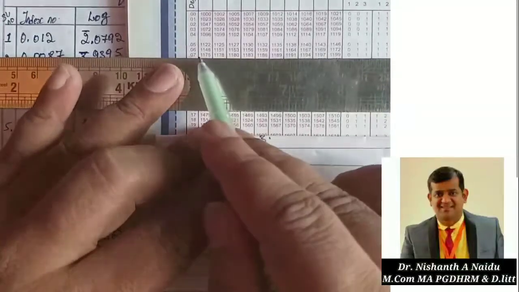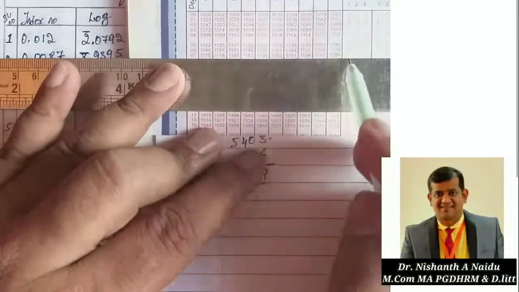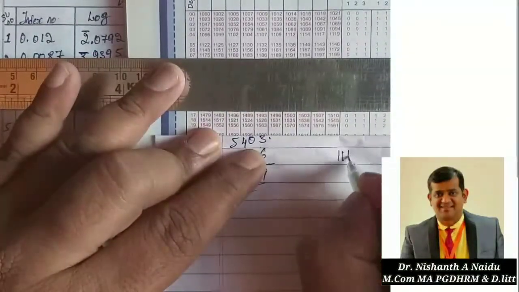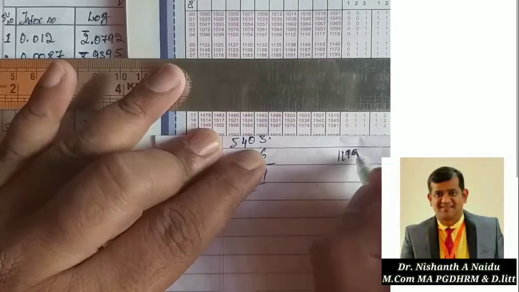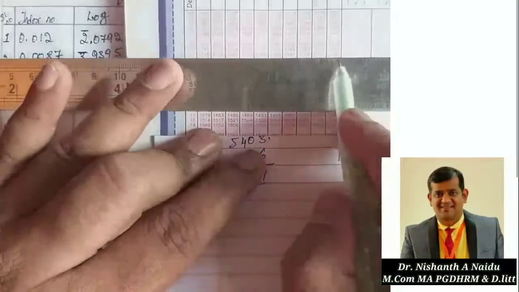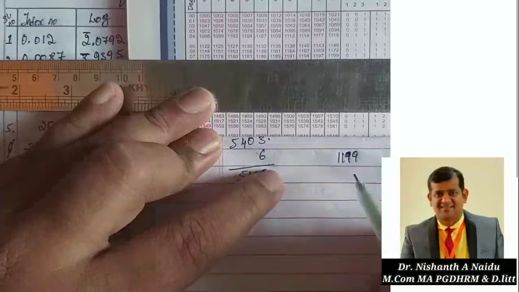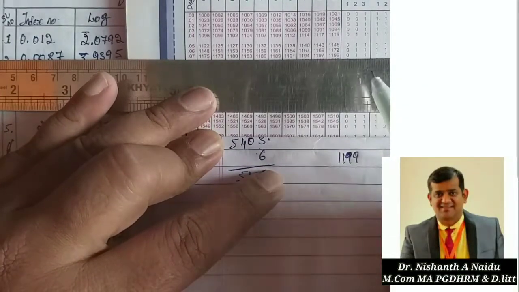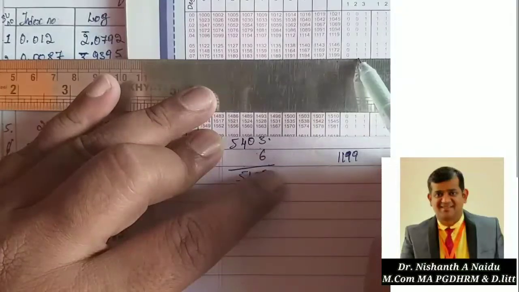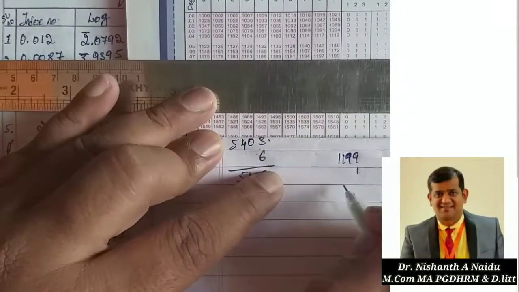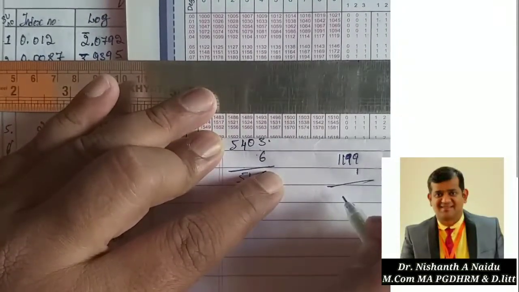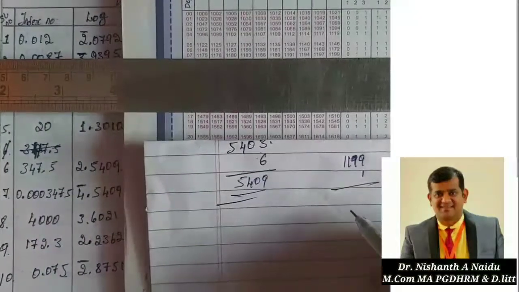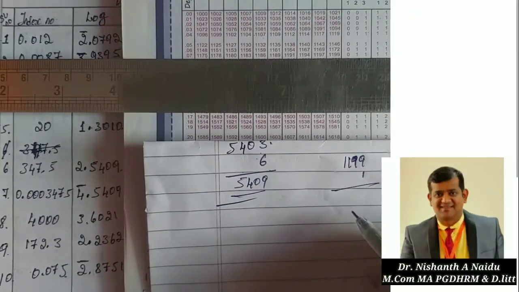07 row, ninth column value is 1199. Clear? Then which number is left? The mean difference, which is 1. So plus 1. So that will become how much? That will become 1200. Correct? 1200.